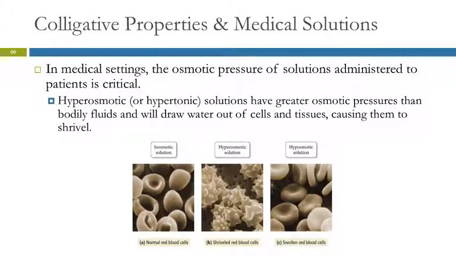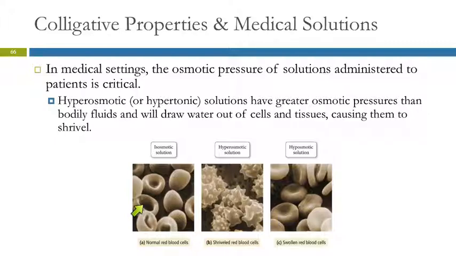Colligative properties are very important in medicine. So you go in for a procedure, and one of the first things they do is they hook you up to an IV, right? And they hang this bag of stuff, and it's going right into your bloodstream. It's very important that the solution they're putting into your blood has the same osmotic pressure as your blood. Anyway, here are some micrographs of red blood cells.